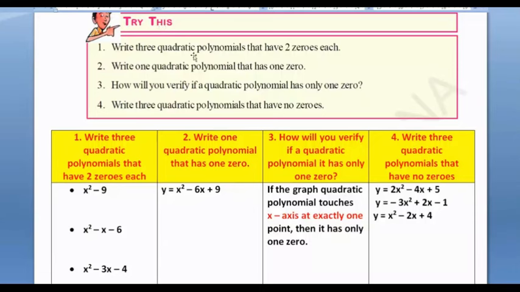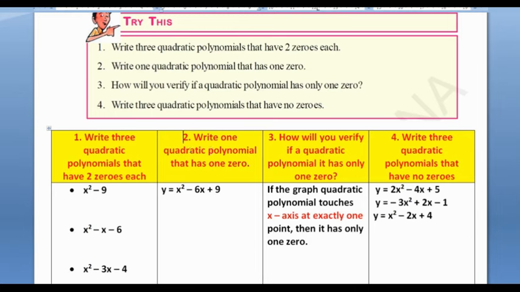Try this. Write three quadratic polynomials that have two zeros each. So the three quadratic polynomials that have two zeros each are x square minus 9, x square minus x minus 6, x square minus 3x minus 4. For this polynomial, the two zeros are minus 3 and plus 3. For x square minus x minus 6, they are minus 2 and 3. And the two zeros for this quadratic polynomial are minus 1 and 4.